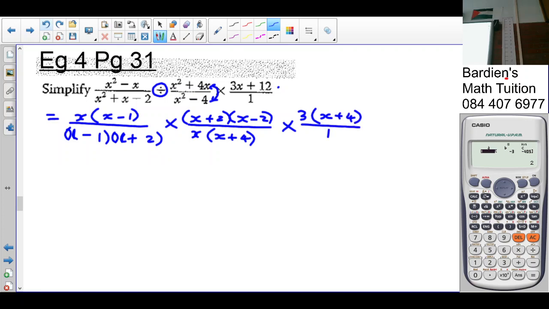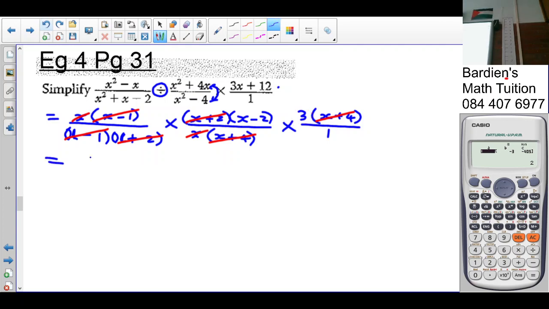So what can happen now? Cancel. So what cancels? X plus 4, yes, with x plus 4. What else? X minus 1 with x minus 1. X plus 2 with x plus 2. X with x. So the whole first fraction is gone, not so? Second fraction, we are only left with that there. Third fraction, we are only left with that, not so? And it's over 1, of course.